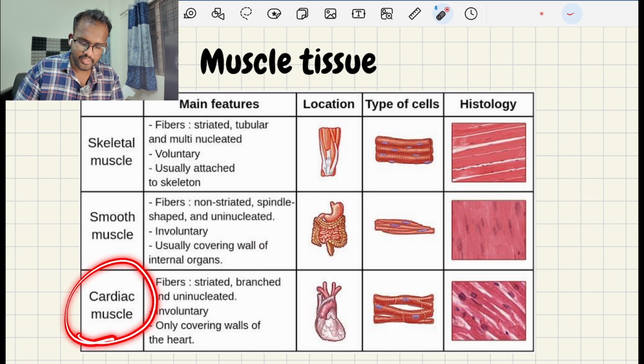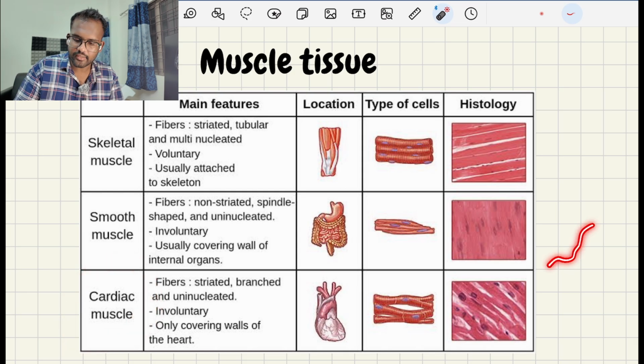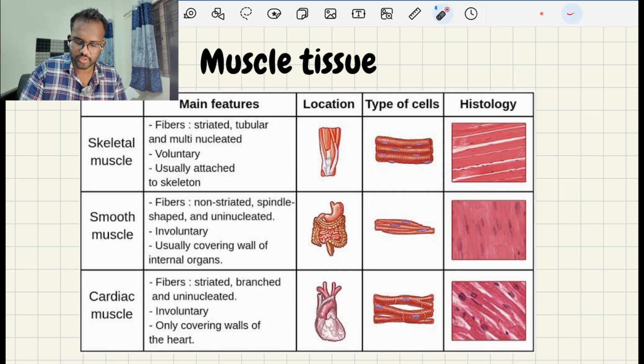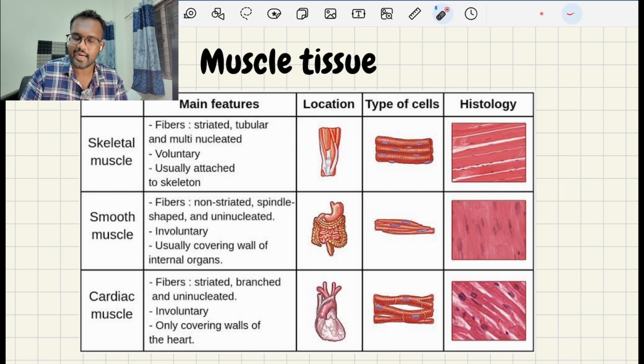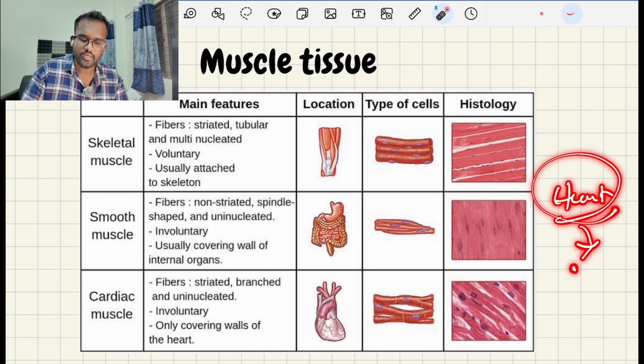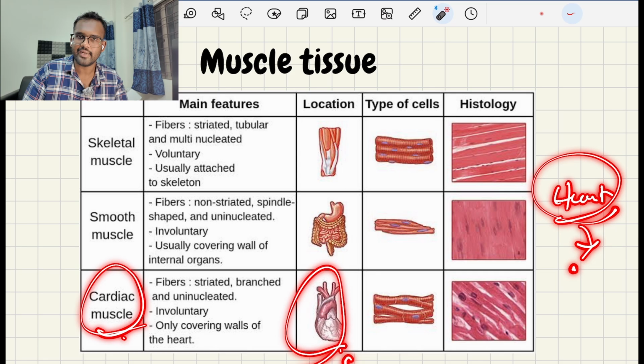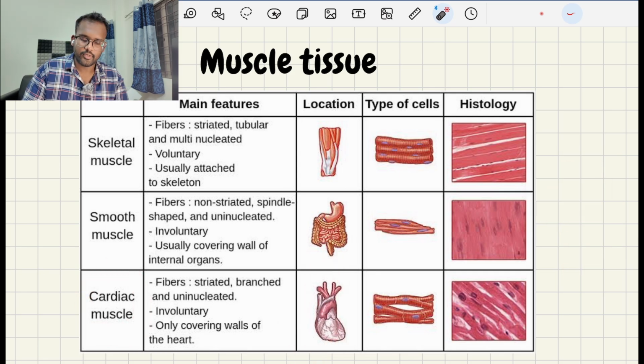Then we have cardiac muscle. Cardiac muscle is striated. It has multiple layers, and it is also uninucleated. Suppose there are a lot of muscle segments, each has a single nucleus, a uninucleated structure, and it is present only in the heart. There is no other part of the body where you will find cardiac muscle. The heart is the only place where you can find cardiac muscle. So this is regarding muscle tissue.